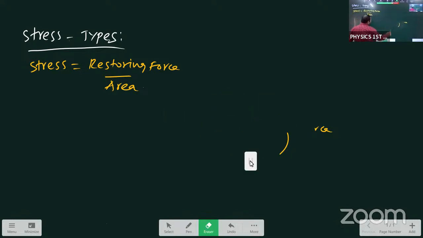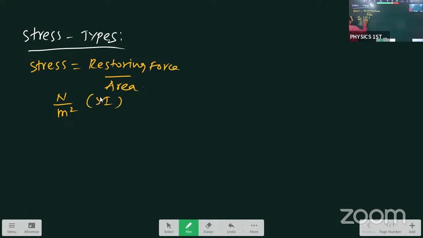The ratio between restoring force with respect to unit area. Force, Newton; area, meter square. So, the SI unit for stress is Newton per meter square. Definition very simple: ratio between restoring force with respect to area. Stress has total 3 types. One is the longitudinal stress, also called tensile stress.